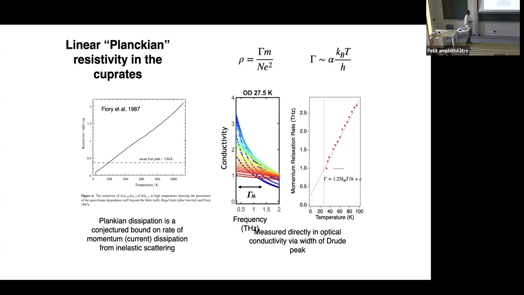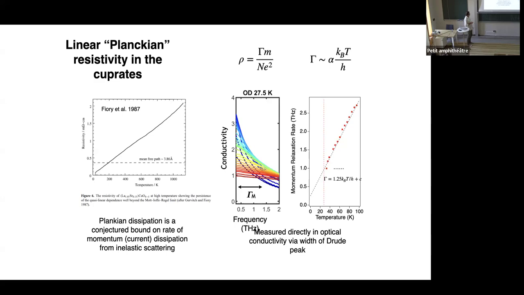One of the things we're after, and something that's a big focus of this meeting, is the linear resistivity in the cuprates, sometimes called linear Planckian resistivity. This is a plot we've seen before. This is resistivity up to a really large temperature scale, well over 1,000 degrees. This is almost the melting temperature of lanthanum strontium copper oxide.